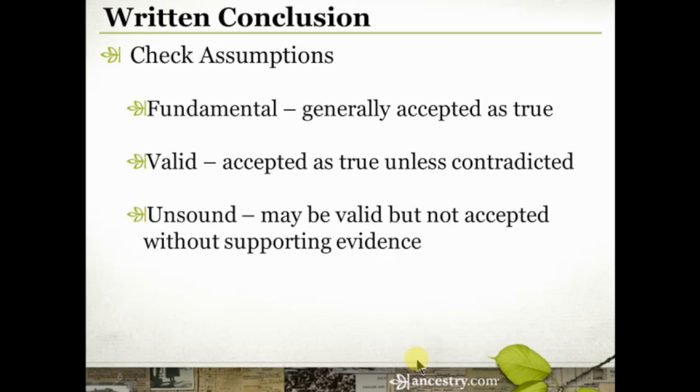Next is going to be unsound assumptions, okay? Unsound assumptions are concepts that may be valid, but can't be accepted without supporting evidence. So for example, let's say you find a man living in a census with his children, and no wife is listed. But you discover that the year before the census, he had a wife who died. Okay, so an unsound assumption may be that the widow of that man is the mother of those children.